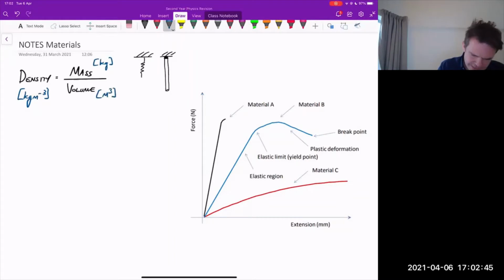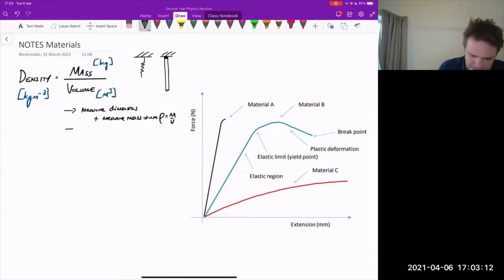Now that's relatively straightforward. You should be familiar with perhaps methods of measuring density. So one way is to measure the dimensions of a sample or of an object, measure dimensions, and then obviously weigh this sample, measure the mass, and then use the equation.